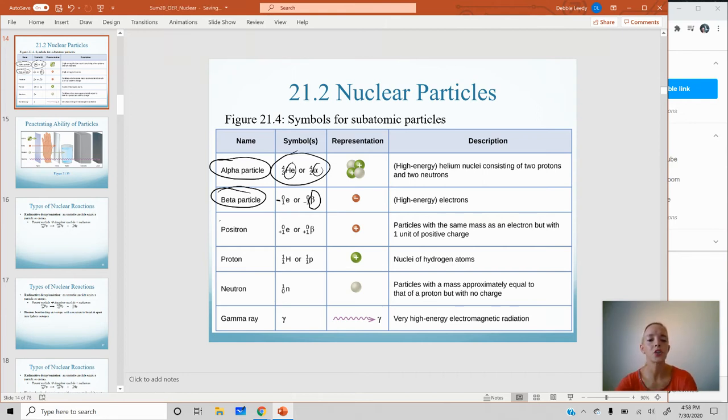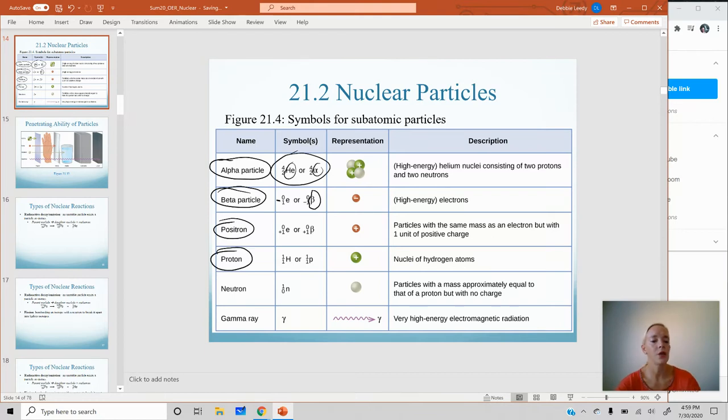A positron is simply a positively charged electron. And this has to do with the antimatter substances that we don't get into, but really a positron is the antimatter particle of an electron.